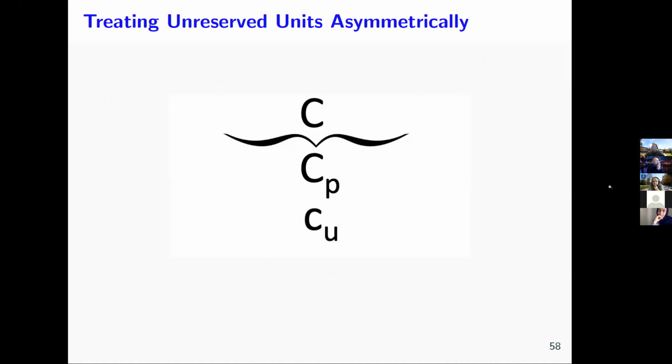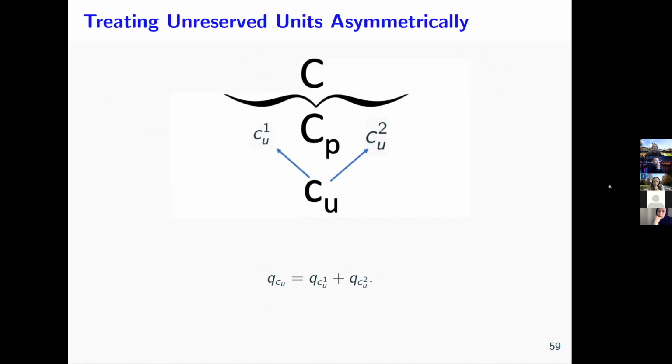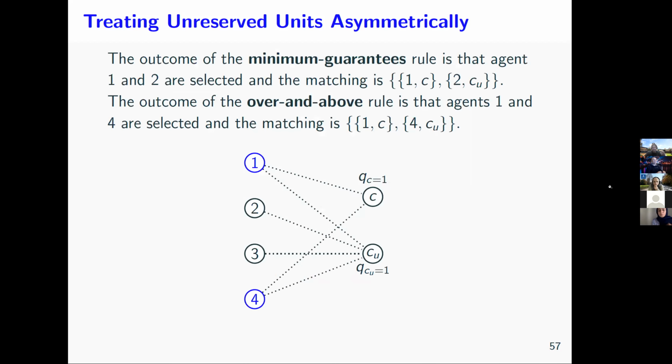So what we did is that we took this to a formal approach in terms of coming up with axioms. And what we did was that we divided this unreserved category into 2 different subcategories, which is CU1 and CU2. The number of unreserved units QCU is equal to QCU1 plus QCU2. And basically what we're doing is we're trying to treat some unreserved units earlier and some unreserved units later to capture this flexibility that is achieved between these 2 extreme rules.